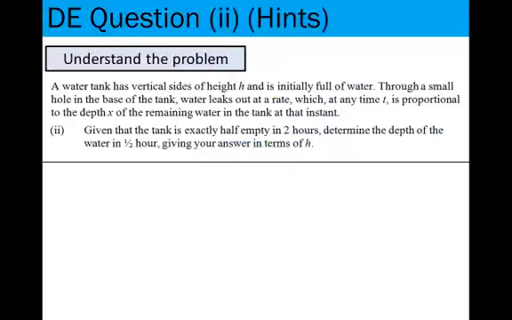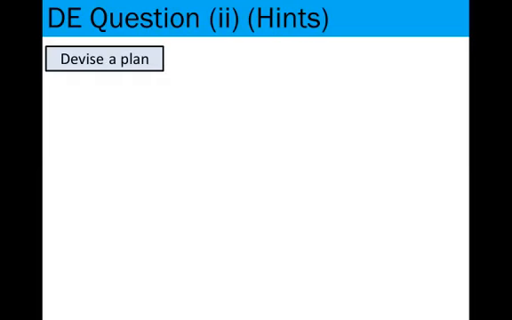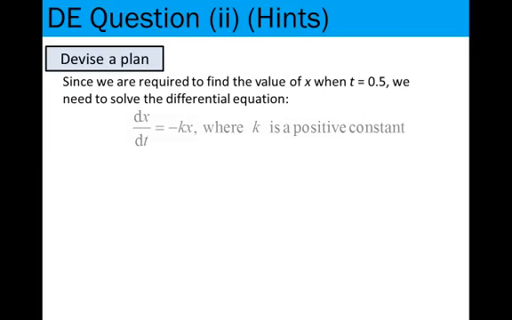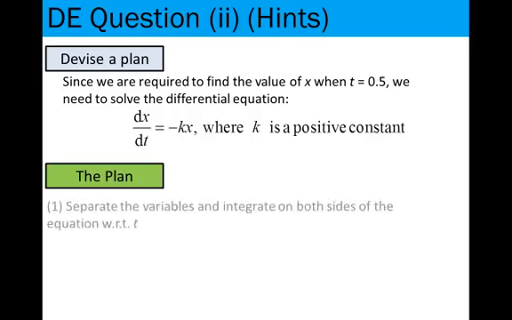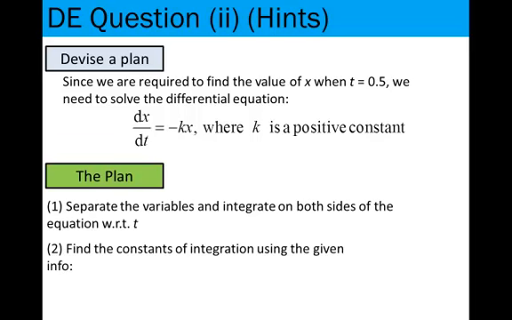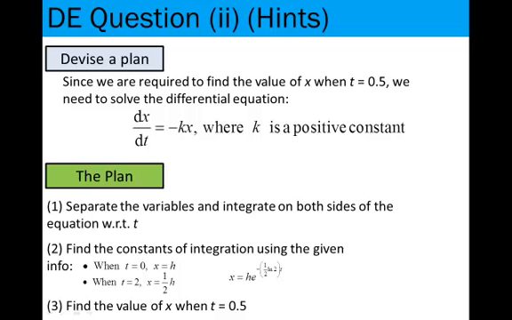In part 2, we are supposed to determine the depth of water when t is equal to half. So the plan was to basically solve the differential equation. To do so, the hints were that we can separate the variables and then integrate on both sides of the equation with respect to t, make use of the given information to find the constants of integration, and then eventually find the value of x when t is equal to 0.5.